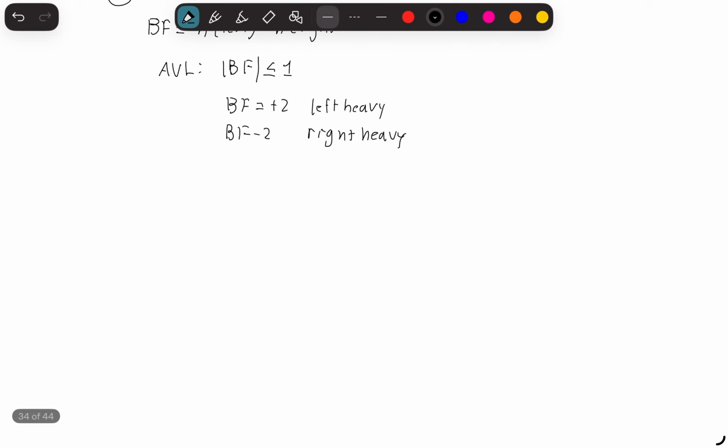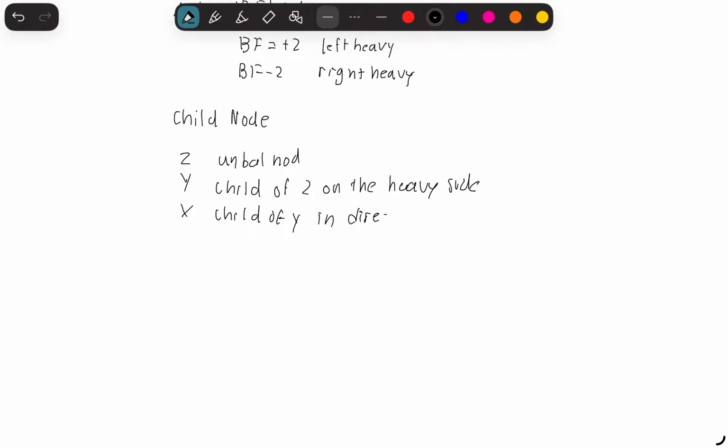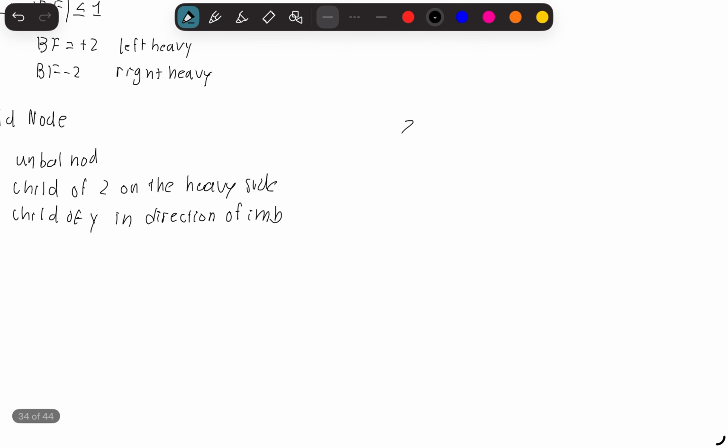After this, you need to find the child node. So you're going to have your Z, your Y, and your X. Z is your unbalanced node. Y is your child of Z on the heavy side. And X is the child of Y in the direction of imbalance. So your structure is usually going to be something like this. It's going to be Z, Y, X, and then in some order like this, or a variation of this.